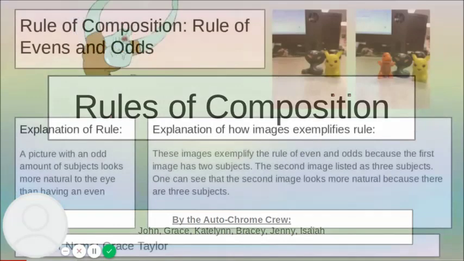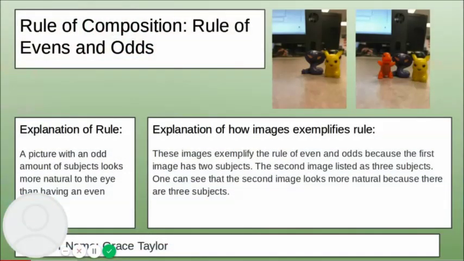Our first rule is the rule of evens and odds, and it's basically saying that with an odd amount of subjects, the picture looks more natural to the human eye than having an even amount. So we showed these two pictures because one of them has two subjects and the other has three.